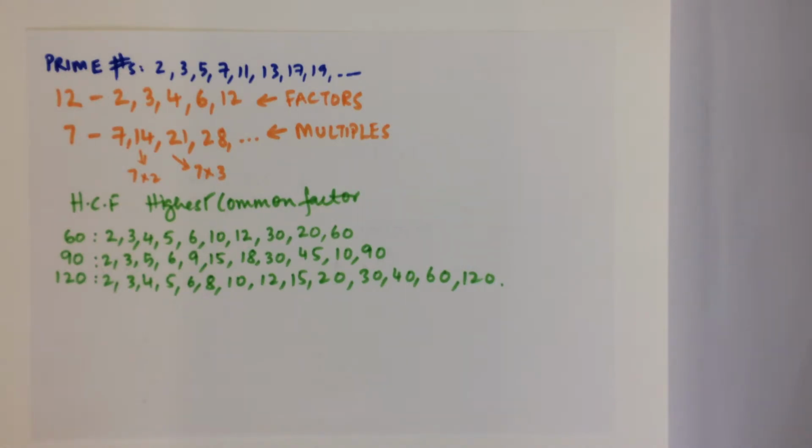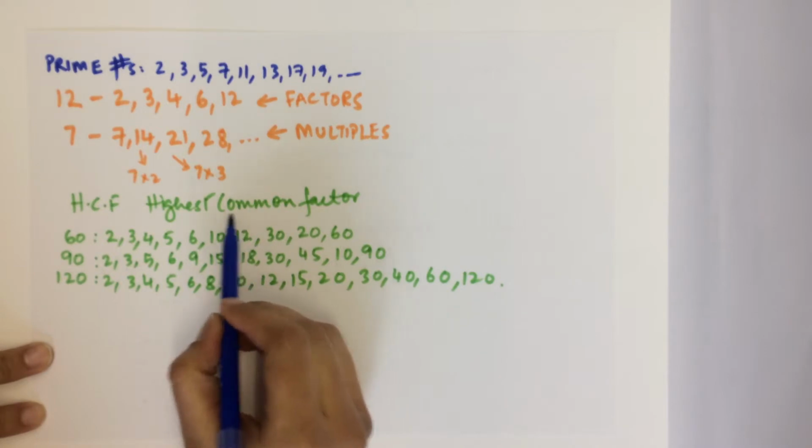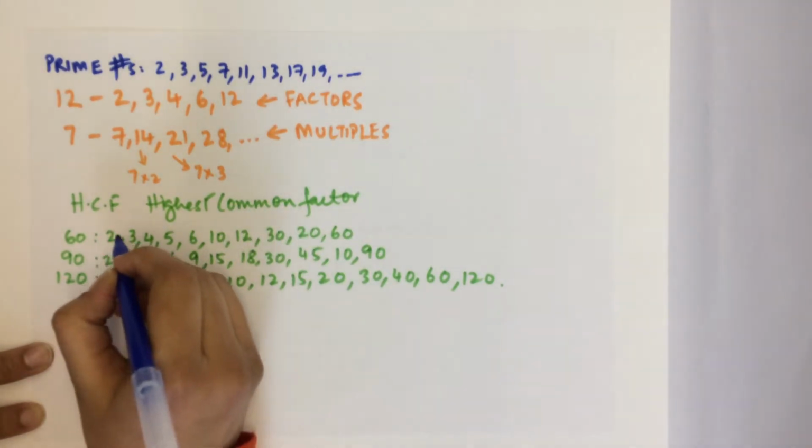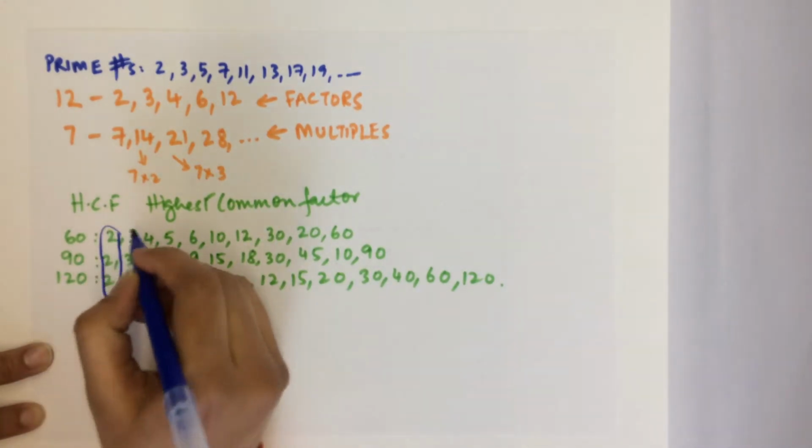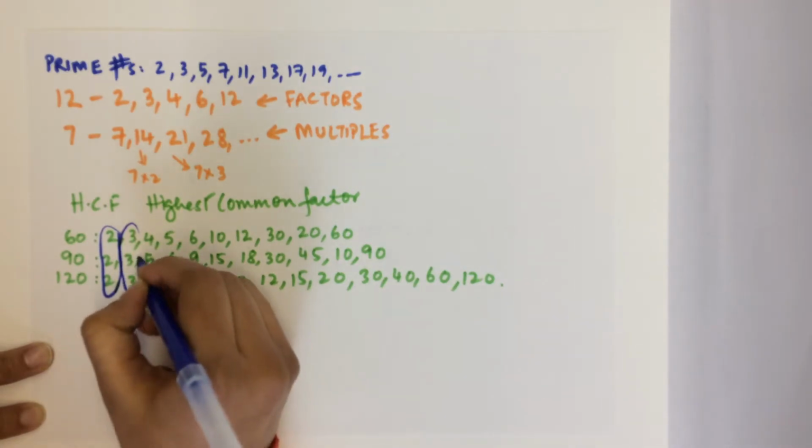Now let's quickly circle all the factors which are common. I'm just talking about common factors here. So 2 is common amongst all 3. 3 is common amongst all 3.